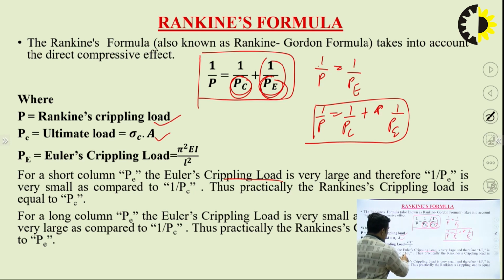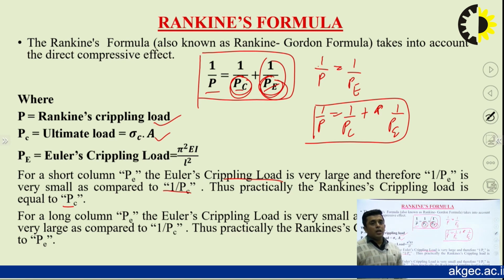And then, as compared to 1 by PC, P will be equal to PC, means the load will be replaced by the crushing load. And similarly for a long column, PE is very small. If it is very small, then 1 by PE is very large, and then the crippling load is governed by PE. The point is, in case of a short column the failure is due to crushing, so you take PC into account. But in case of a long column, you take PE into account. And which one to use is decided by the slenderness ratio.